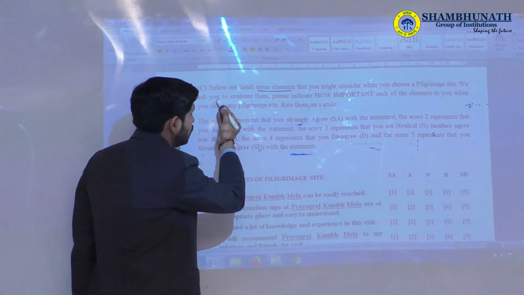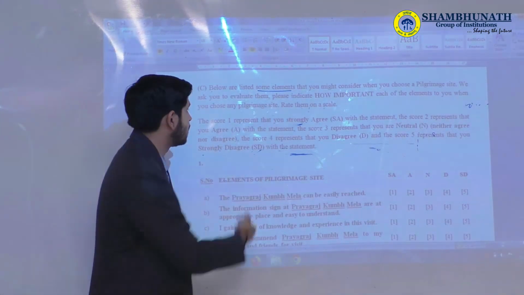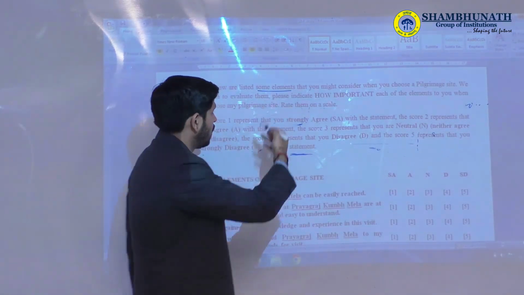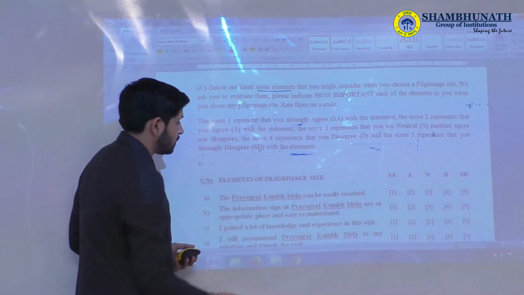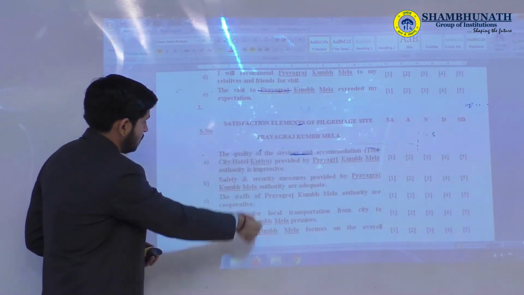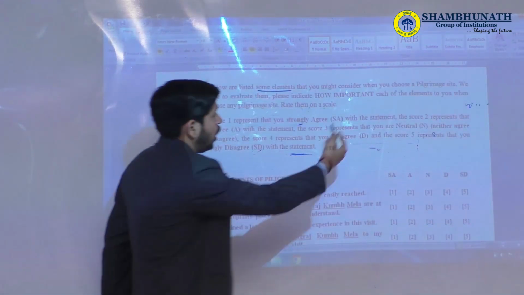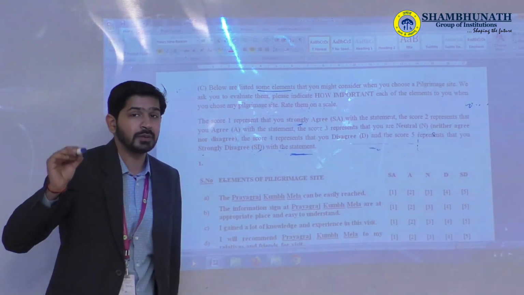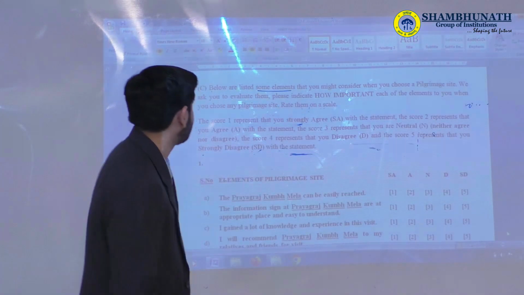So we ask you to evaluate it. Means as a researcher we ask the respondent to evaluate it. Please indicate how important each of the elements is. These are the different elements. So, how important is each of the elements to you when you choose any pilgrimage site? Now, as a researcher, you ask the respondent.